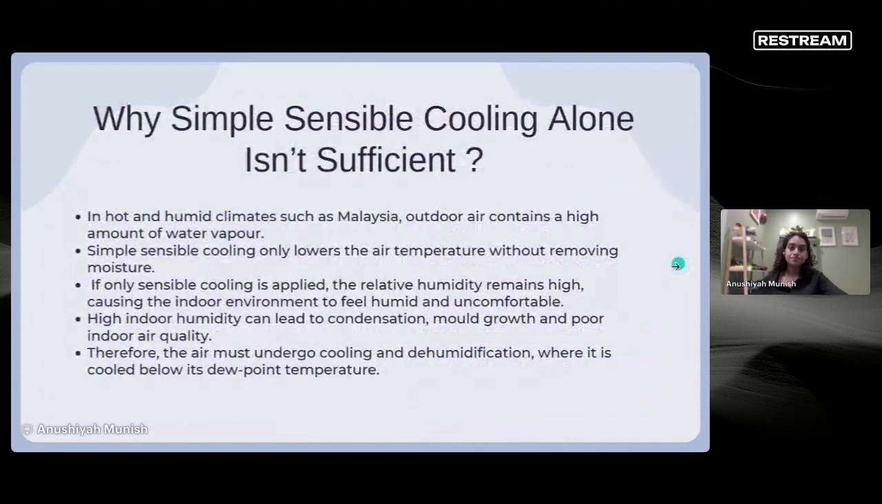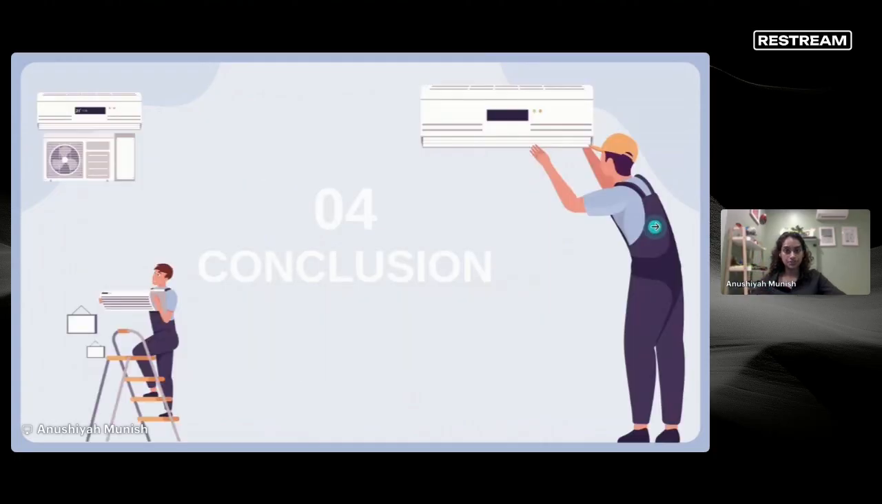Moving on, let's talk about why simple sensible cooling alone isn't sufficient. In hot, humid climates such as Malaysia, outdoor air contains a high amount of water vapor. Simple sensible cooling only lowers the air temperature without removing moisture. If only sensible cooling is applied, the relative humidity remains high, causing the environment to feel humid and uncomfortable. High indoor humidity can lead to condensation, mold growth, and also poor indoor air quality. Therefore, the air must undergo cooling and dehumidification, where it is cooled below its dew point temperature.